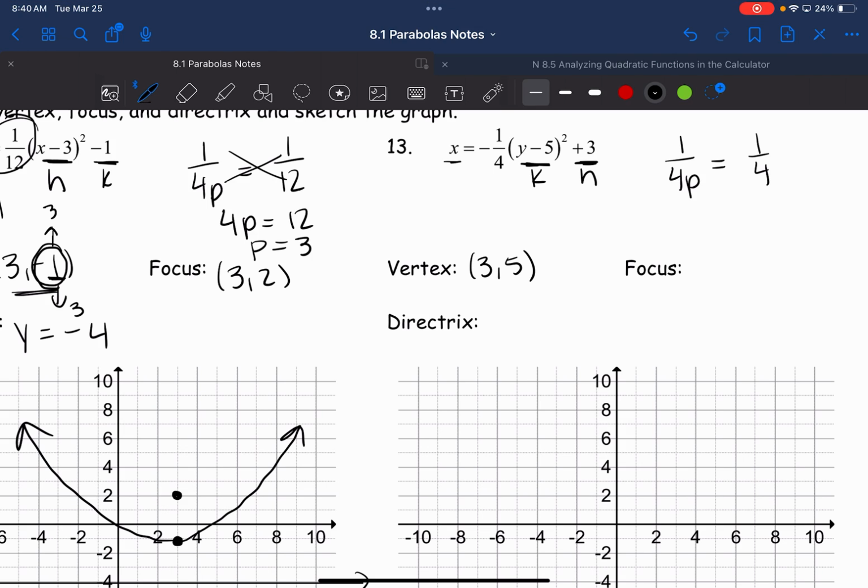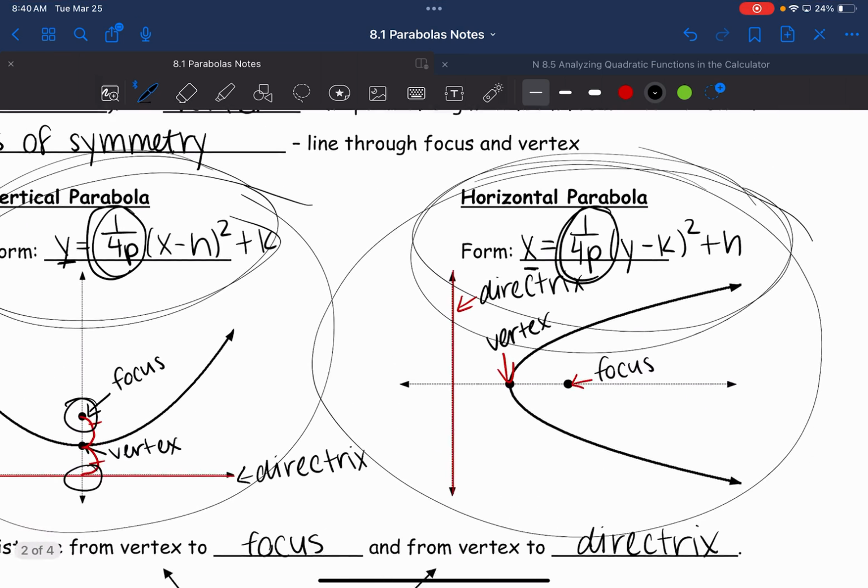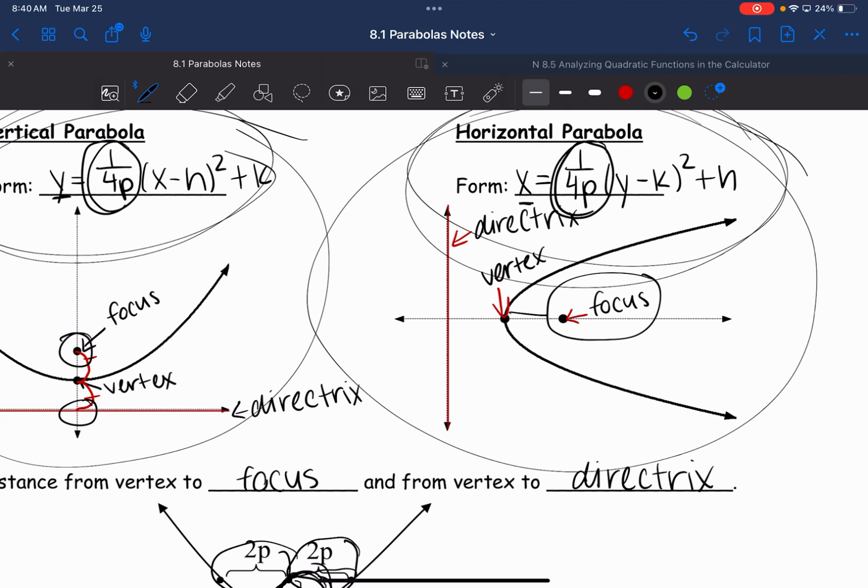So, again, I cross multiply. I got 4P equals 4. In other words, P equals 1. Perfect. Okay. Now, in this case, look back at the original graph. Your focus is normally to the right, while your directrix is normally to the left. But you guys said our graph had been flipped, reflected. So that means my graph actually would go this way, which means this would be my focus, and over here would be my directrix, right?